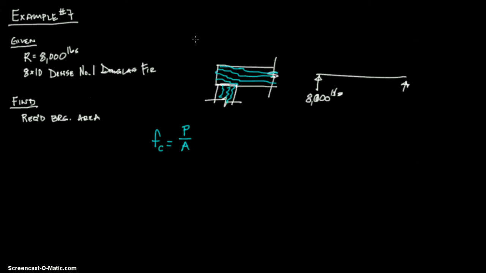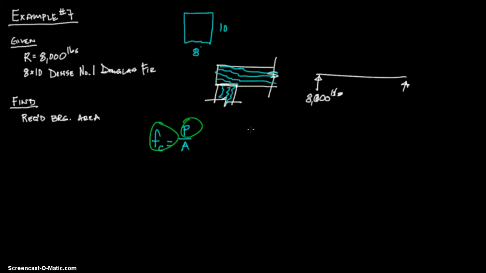So the cross section looks like this. It's 8 by 10, so it's almost a square, but not really. These are nominal values, and we could look up the actual values. Actually, before we do that, let's just go ahead and solve the problem. We know what wood we're using, so we know what this is going to be. We also know what this is going to be. We just solve for A.